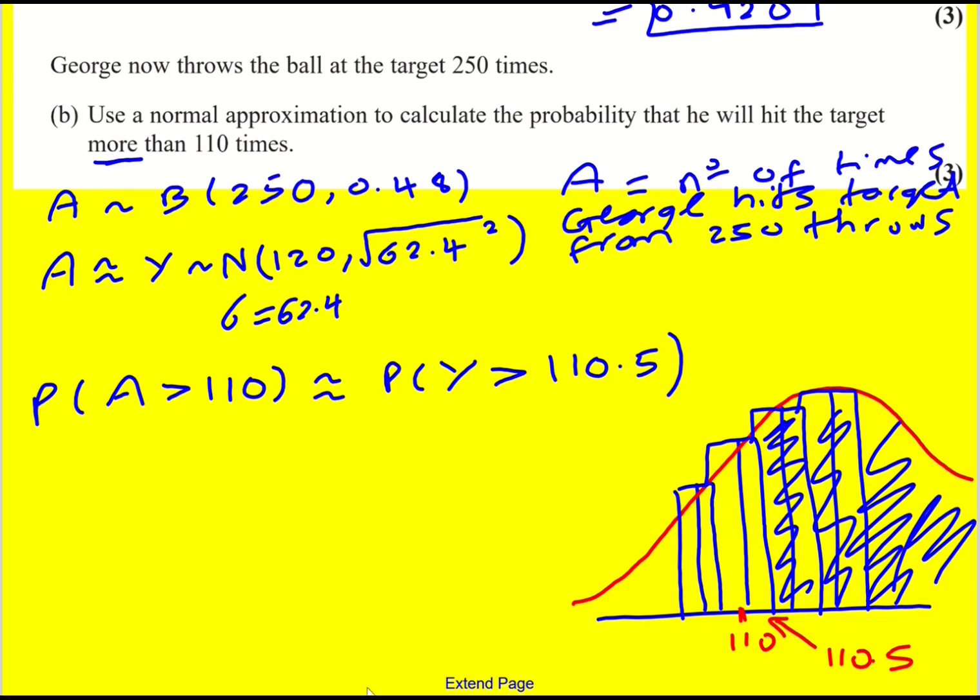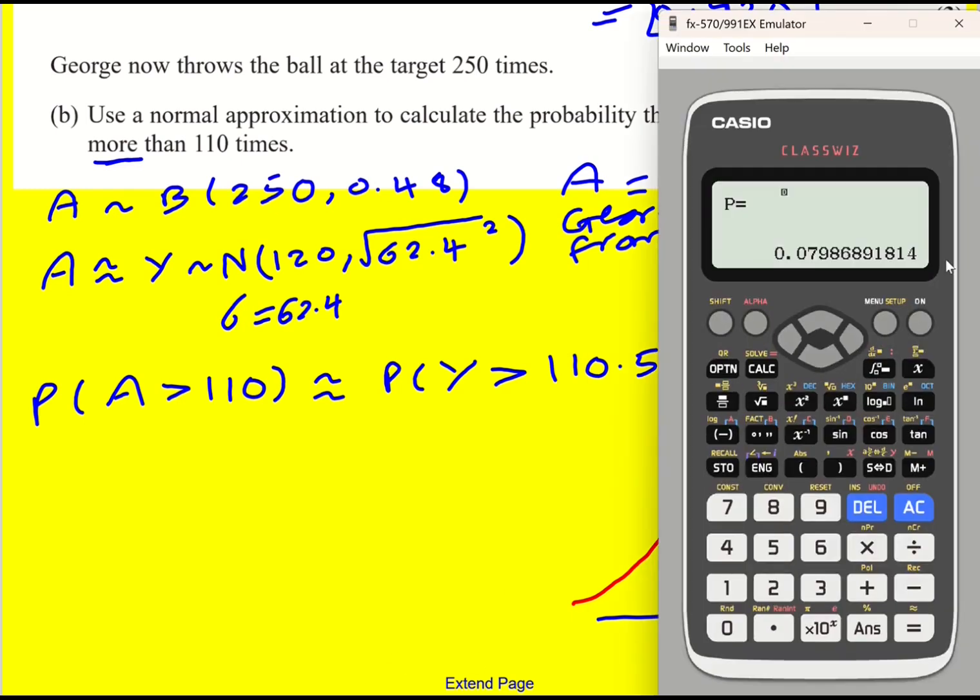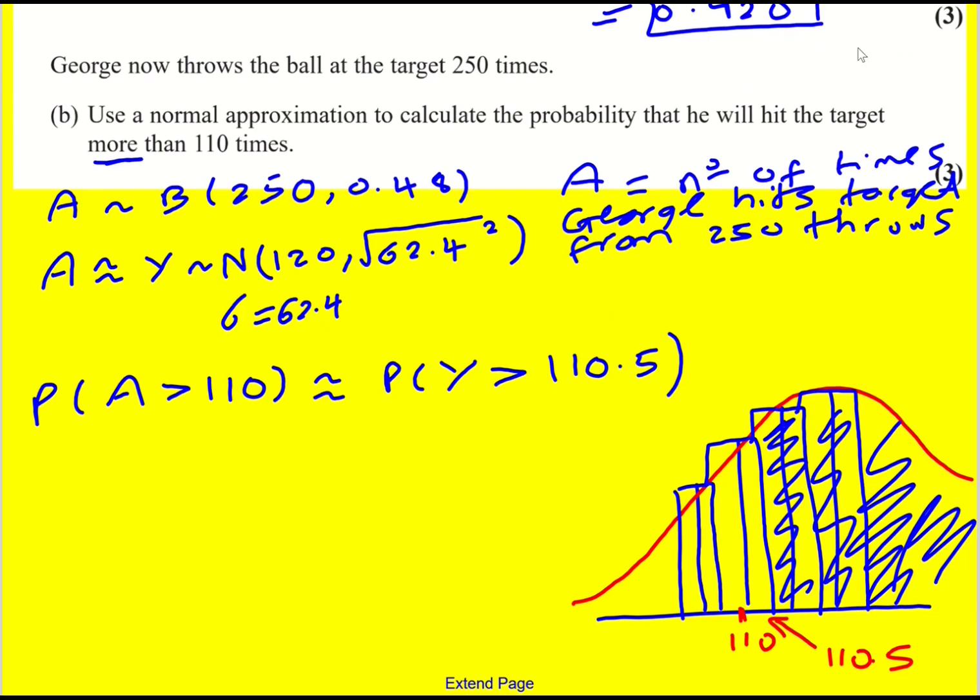And then it's just a case of using our calculator one more time. Distribution, normal CD. Lower limit is 110.5. Upper limit, just a significantly large number. Standard deviation, that's our root of 62.4. And then mean 120. Which gives us 0.885 to three significant figures.